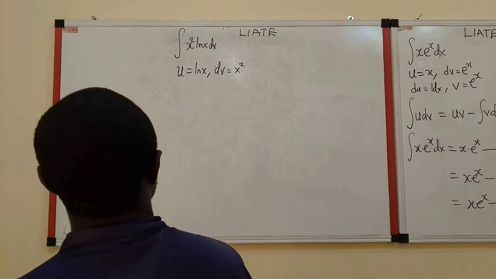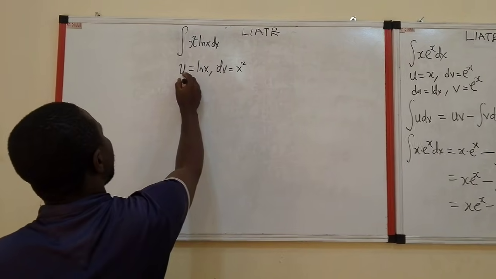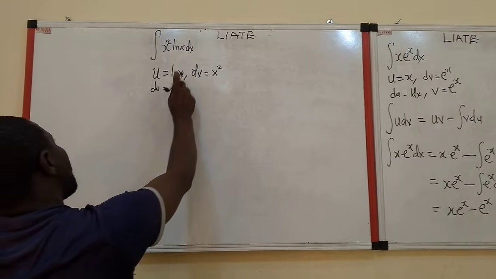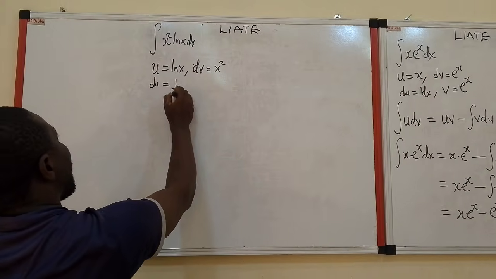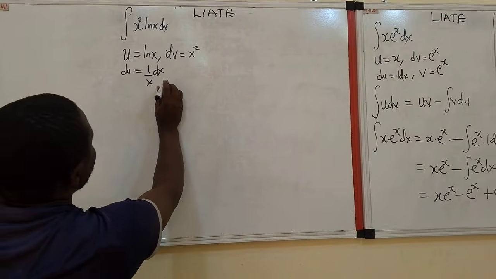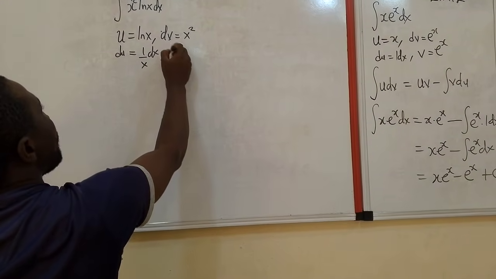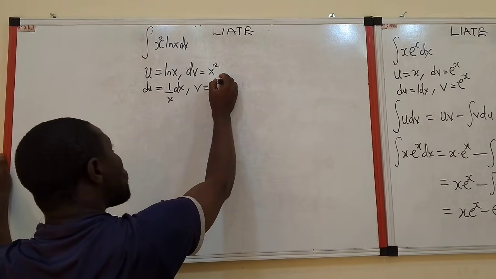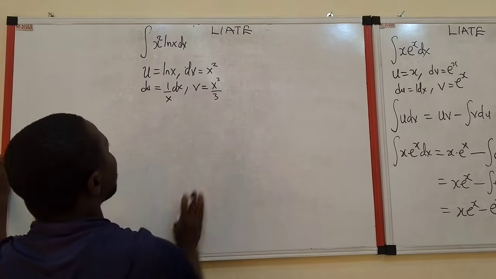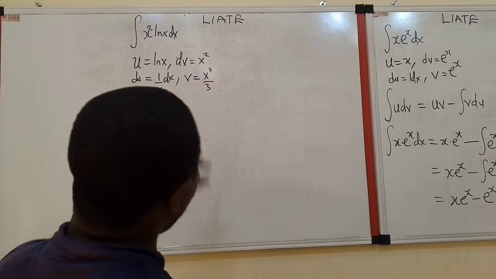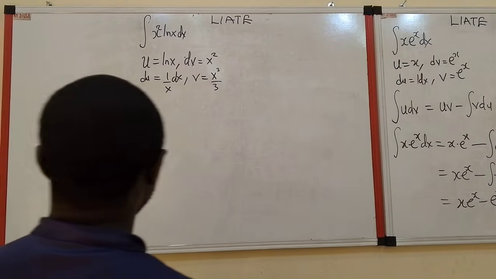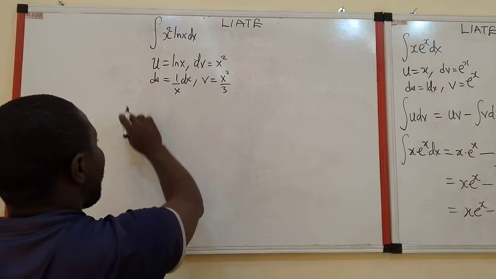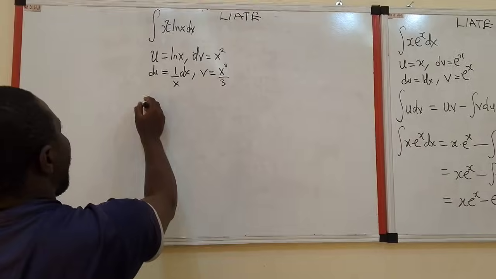U is ln x. So if u is ln x, then du now is going to be, if you differentiate ln x, what would that give us? Differentiate ln x, you have 1 over x dx. If you integrate dv now, you have v. If you integrate x squared, what are you going to get? You have x raised to the power of 3 over 3. Remember, when you are integrating, you add to the power and divide by it. Okay? So now we apply the formula for integration by parts.